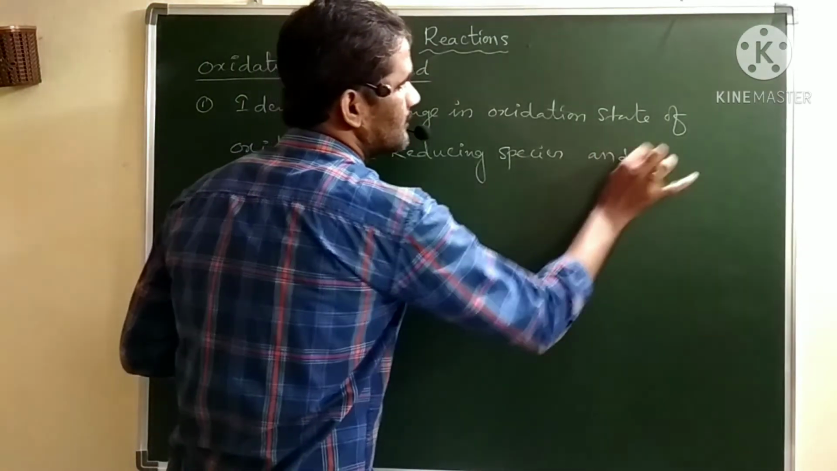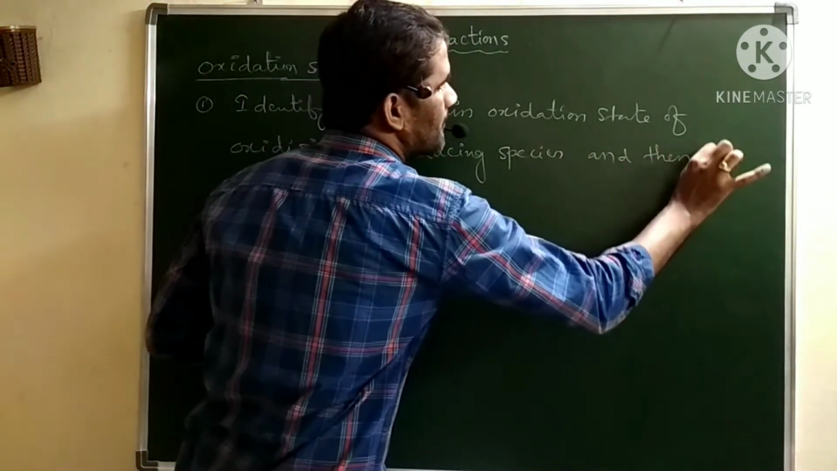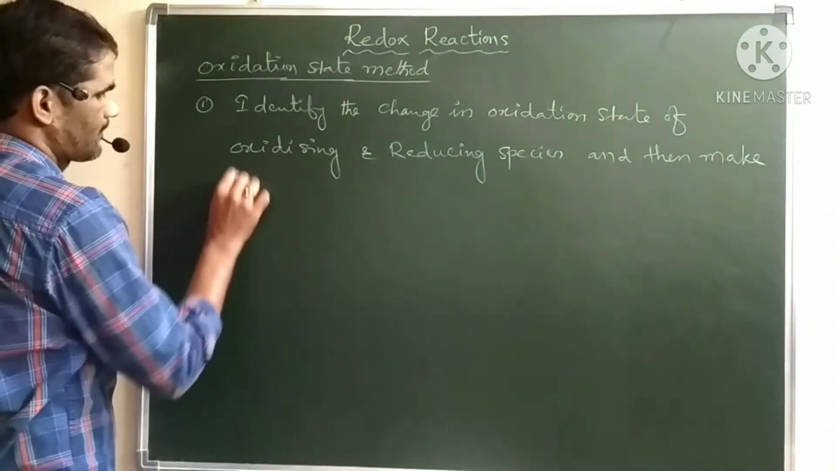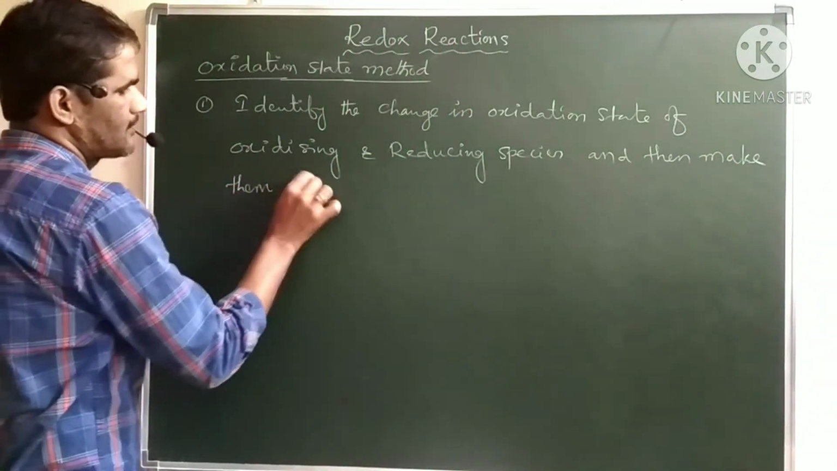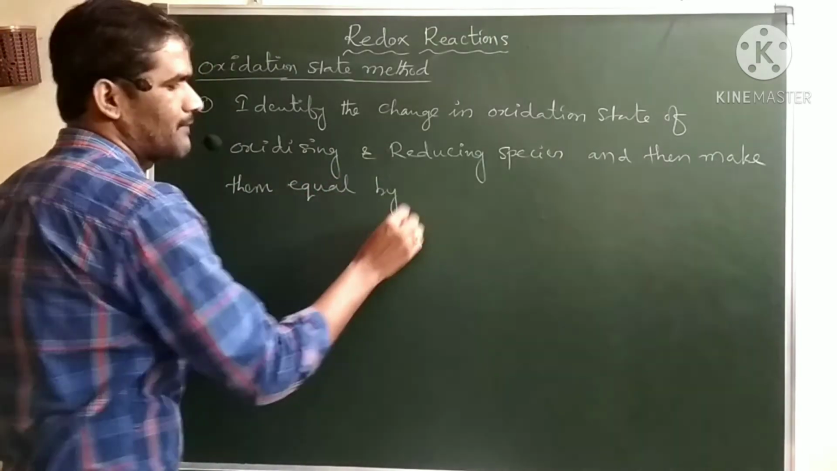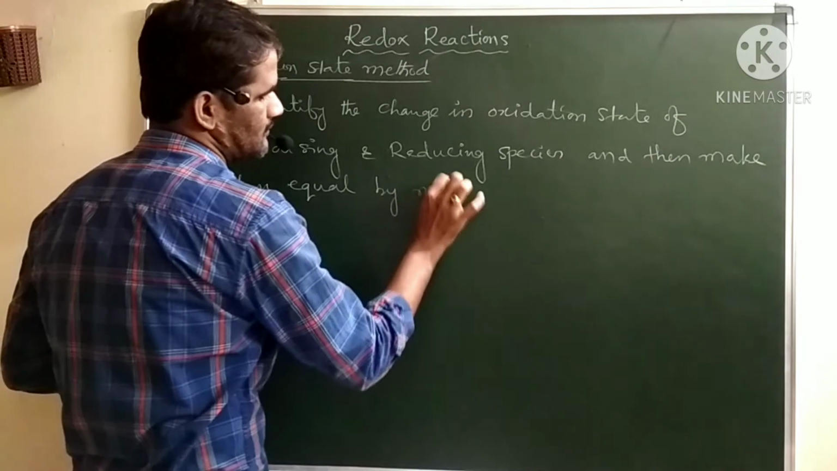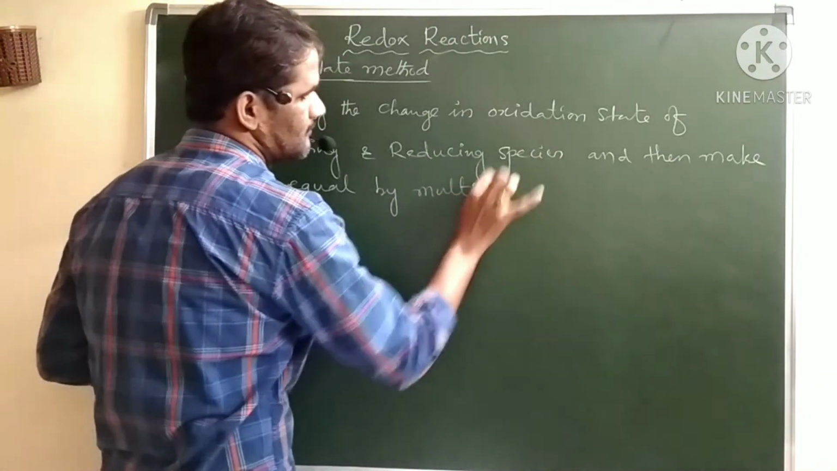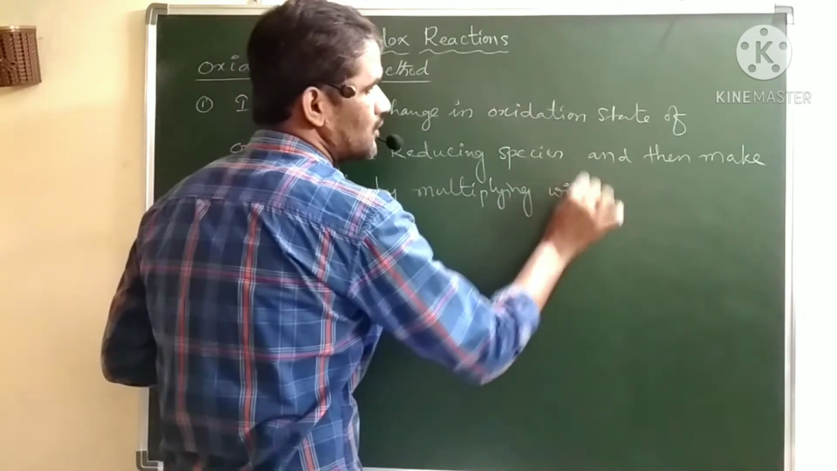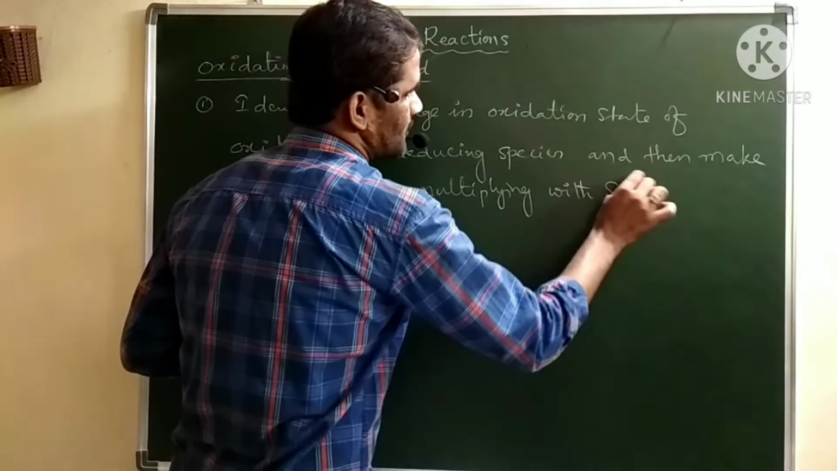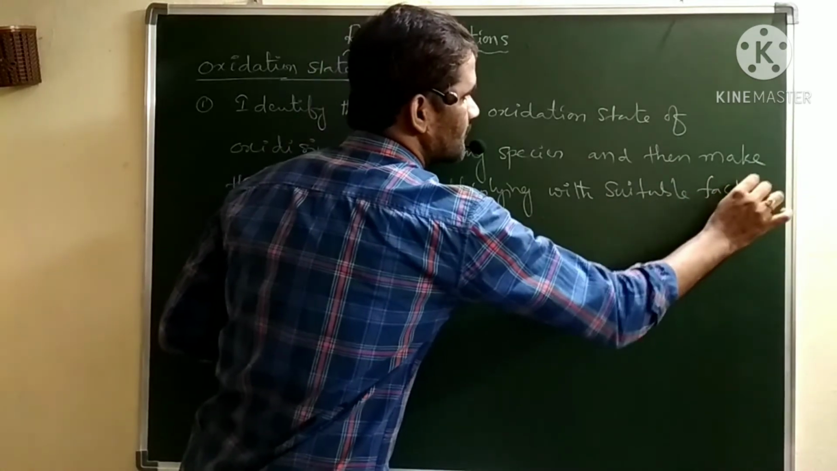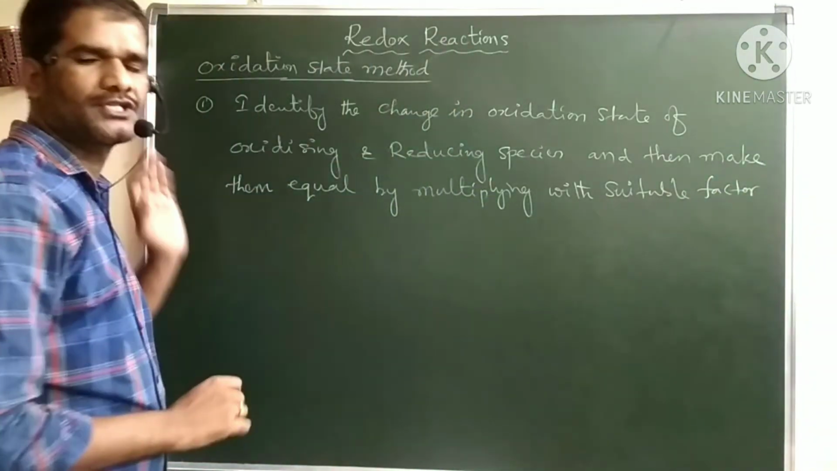And then make them equal by multiplying with a suitable factor. You can use any factor here. This is the first step.